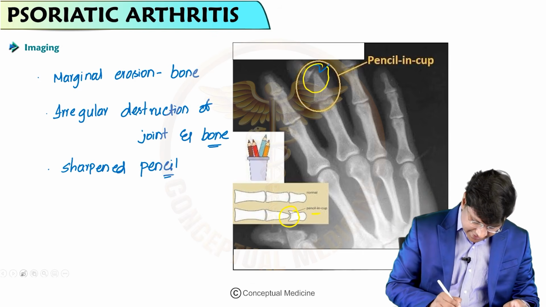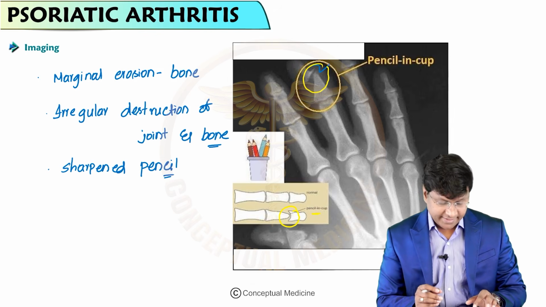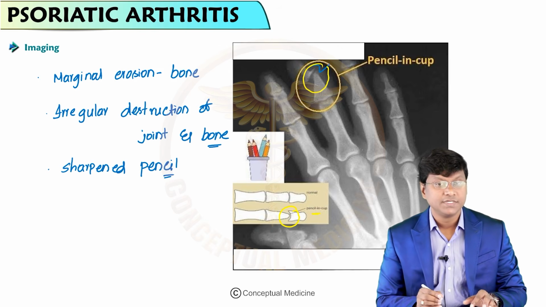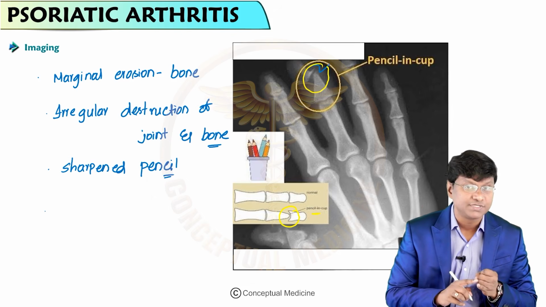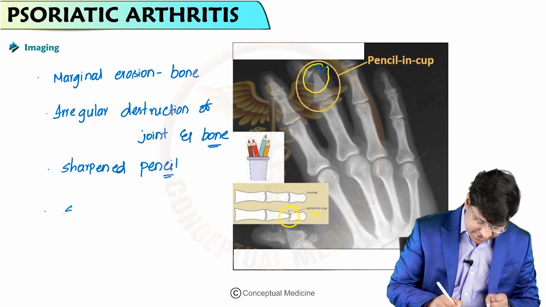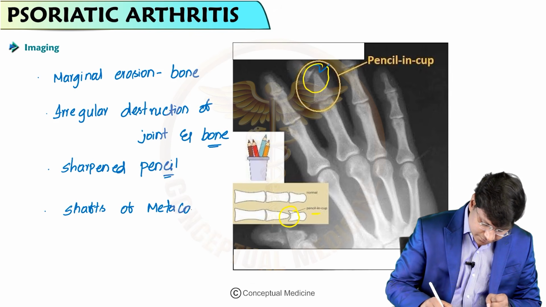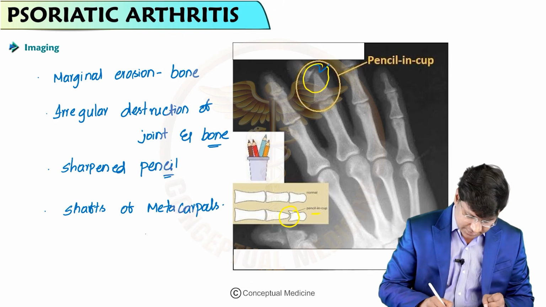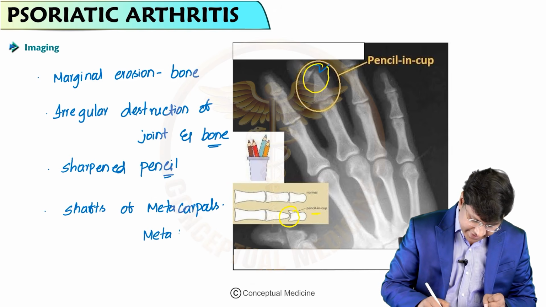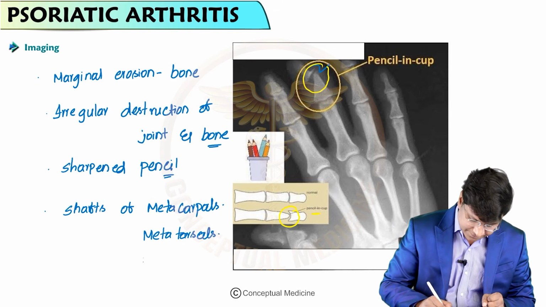Now, these changes, that is the pencil-in-cup appearance, marginal erosions of the bone, and irregular destruction of the joint and bone, where will you observe them? You will observe these changes in the shafts of the metacarpals, in the metatarsals, and in the phalanges.